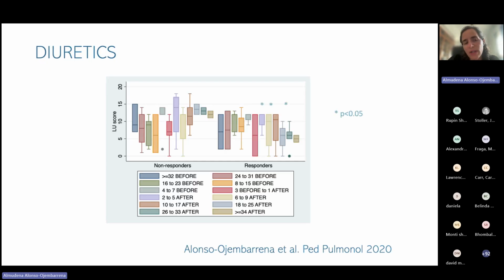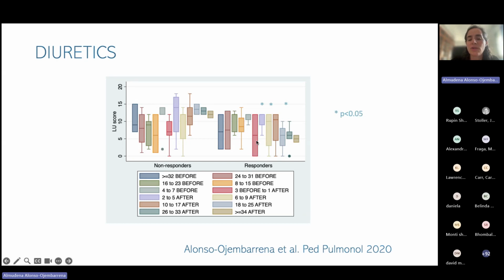Another treatment that we sometimes give for the lungs is diuretics. In this paper, we describe the progression of lung ultrasound score in infants that receive diuretics for multiple reasons. All our infants were born before 32 weeks, and we divided them according to the clinical response in terms of being able to wean respiratory support. Here you can see previous lung ultrasound values, and the red box is the moment they began to receive the diuretics.